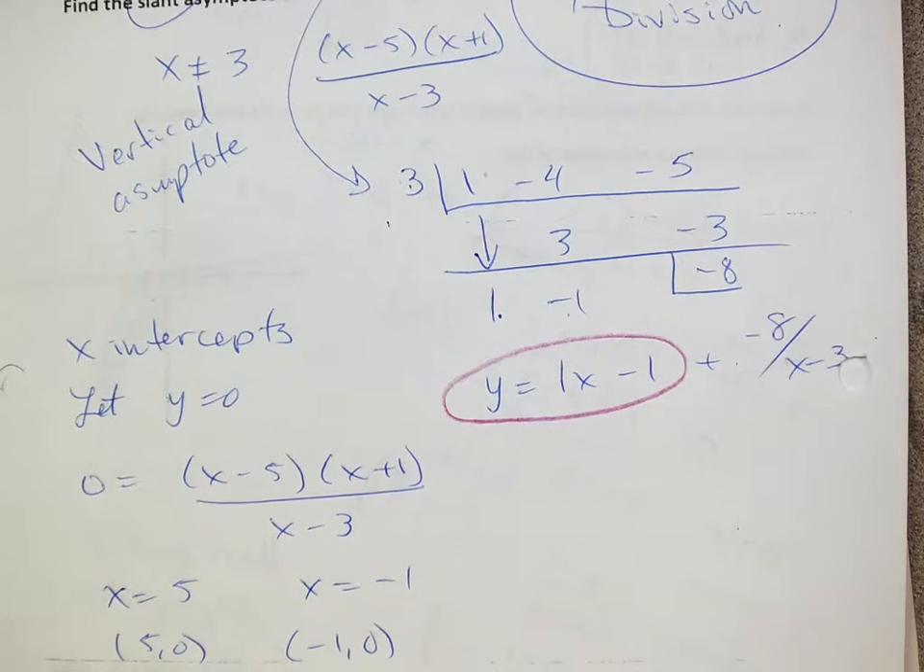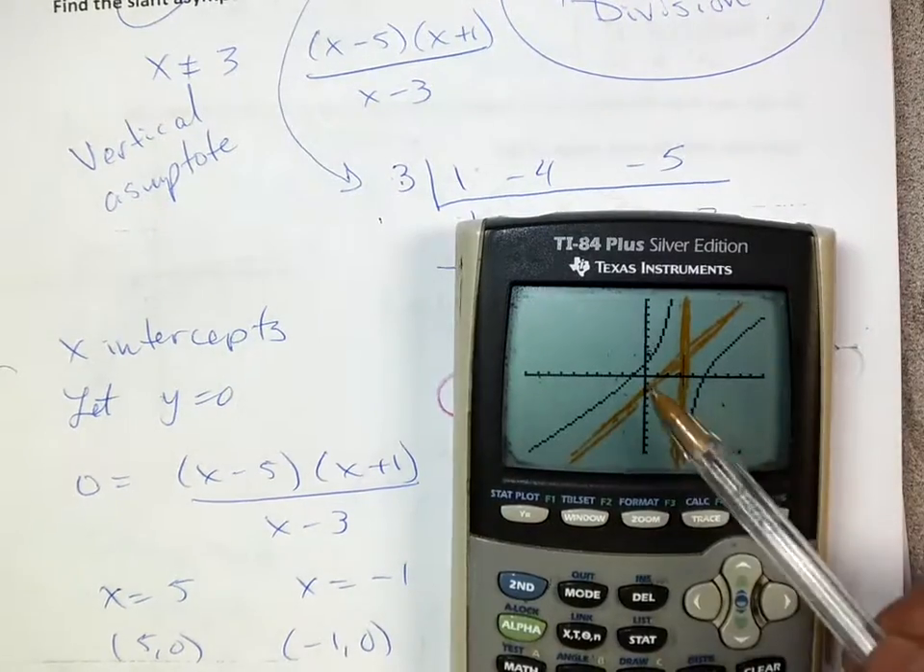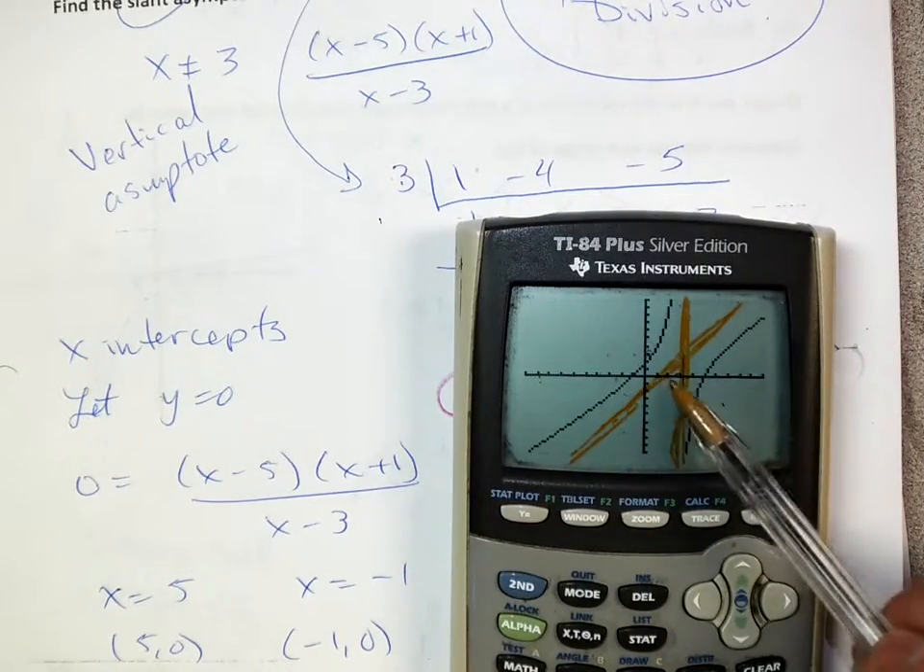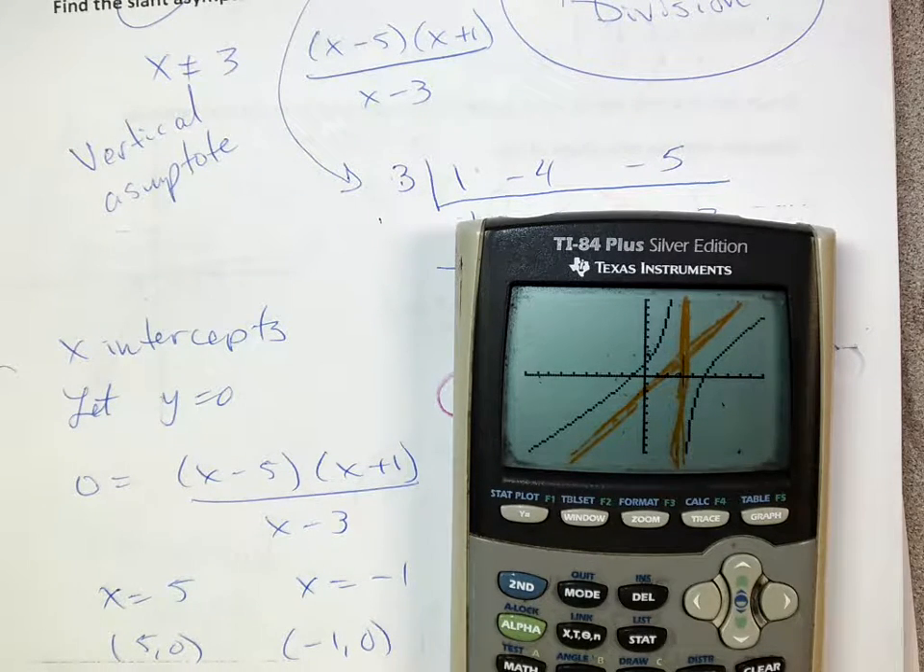Hey, let me check my picture to make sure I'm doing everything right. What do you know? That looks like negative 1, doesn't it? And 1, 2, 3, 4, 5. There's 5. Those are my zeros, right? So I could have got it from the calculator, but what the heck? The math works, right? The math does work.